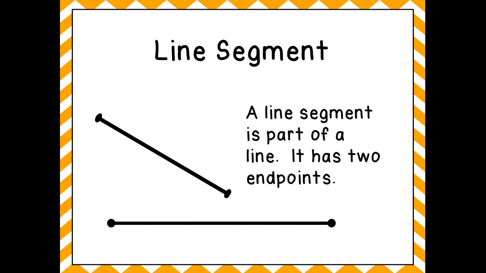Next we have line segment. And a line segment is part of a line. So if you think about the line we just looked at that goes on and on in both directions, a line segment is just a small piece of that line. And it has two endpoints. You can see here, here's one endpoint. That's where it begins. And here's the second endpoint. Over here is where it stops. It's just a piece of that line. And you can tell the line segment if you see a picture because it has two endpoints on the end. There are no arrows, just endpoints or dots.